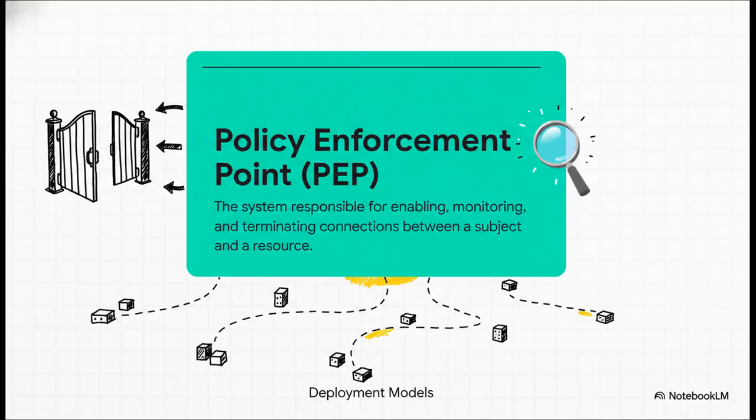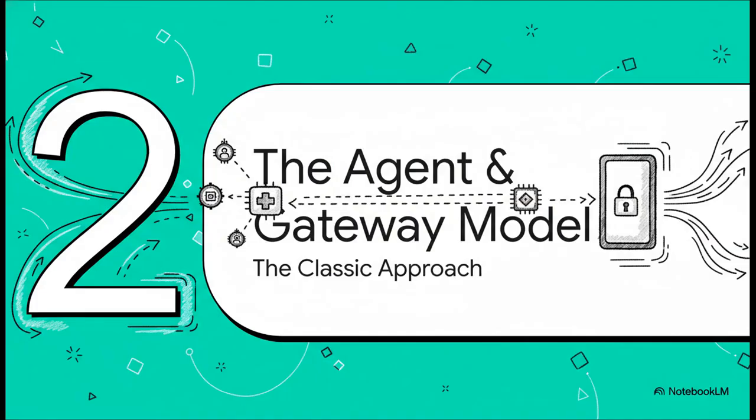Pay close attention to this one because it's super important. That last piece, the policy enforcement point, or PEP, that's the key to everything we're about to talk about. Because where you decide to place that gatekeeper, that single decision changes the entire game. It literally defines which model you're using. So with that in mind, let's jump into our first model.